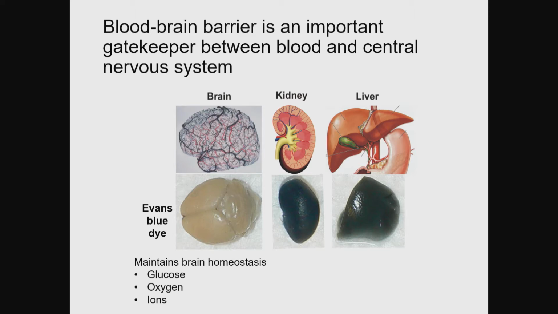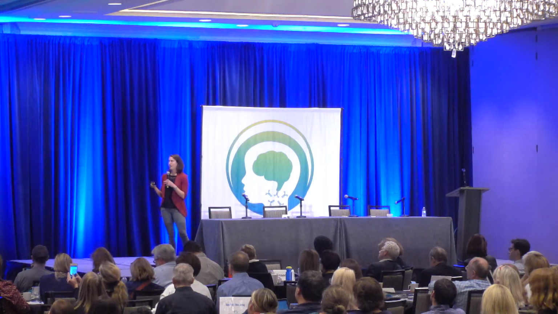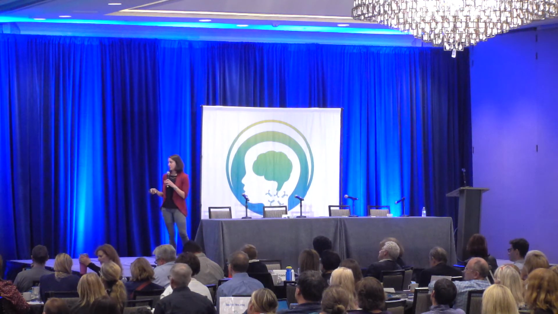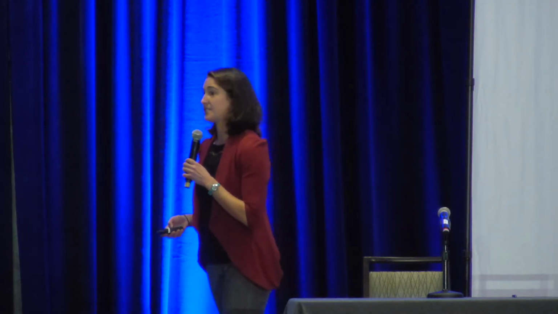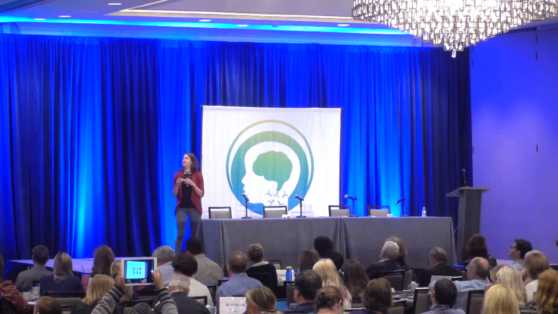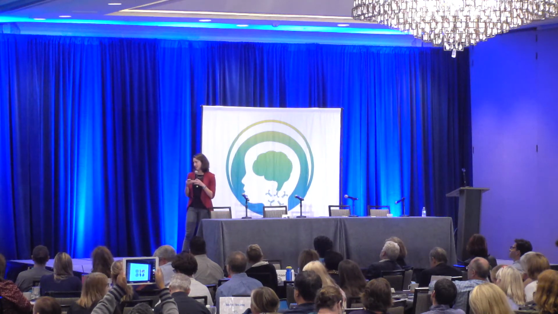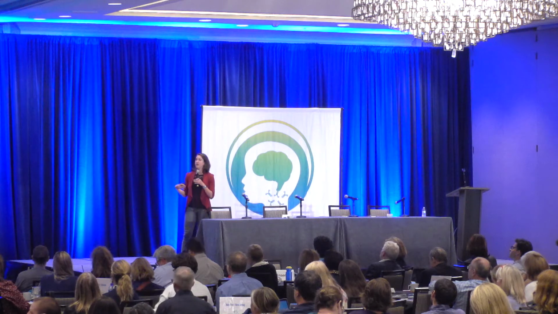And the BBB is very important for maintaining brain homeostasis. The brain needs certain concentrations of glucose and oxygen. It's a very needy organ. It also needs very particular concentrations of ions, calcium, potassium, chloride, all those good things that are important for neuronal signaling. And the BBB also limits CNS entry of pathogens, so it keeps infection out of your brain, as well as toxins and drugs, much to the chagrin of every pharmaceutical company, and immune cells. So the brain is very uniquely not very surveilled by the immune system, contrary to the degree that the rest of your body is.